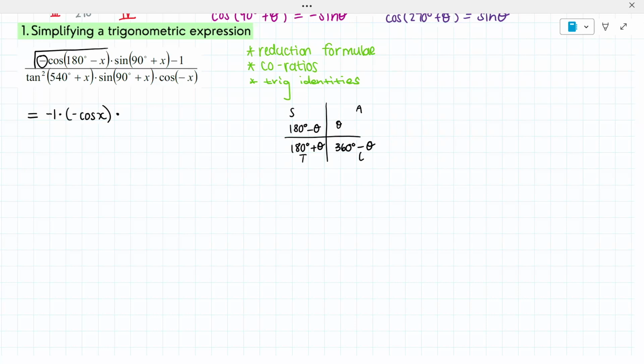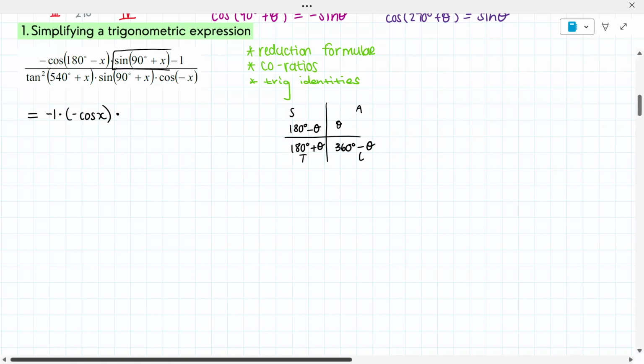Then I move on to my next factor, which is sine of 90 plus x. That is a co-ratio. You can go back to your list if you want to. The 90 plus gives me cos x, because 90 plus is quadrant 2, where sine is positive. So sine of 90 plus x is positive cos x. And then we've got that -1 at the end, which is a separate term. We'll deal with it later.